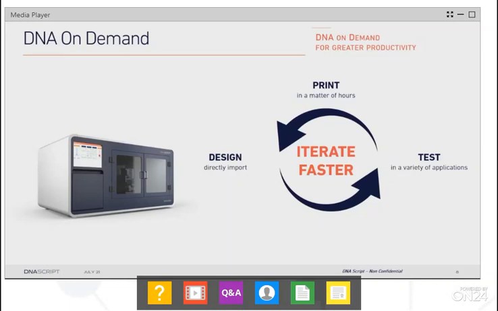The ability to print 20 to 30-mer oligos in 6 hours enables you to print a set of oligos, test them in your downstream application that same day, then design and print new oligos based on your results for immediate use the next day.